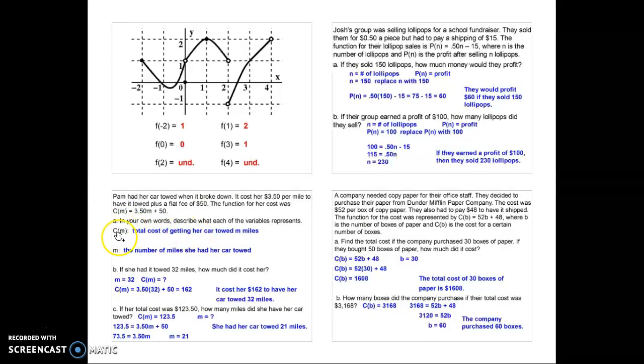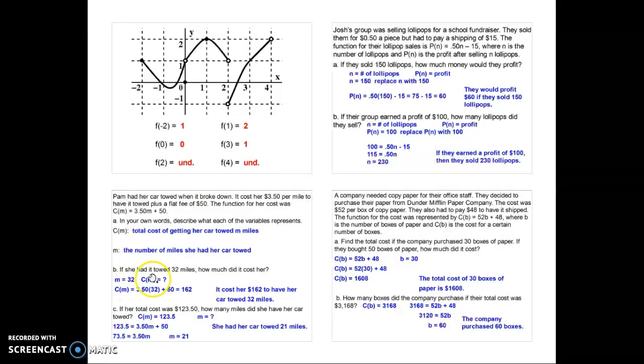So this C of M counts as a variable. What does that actually represent in your own words? Now it's going to be different from this, and that's okay. But that's C of M. That is the total cost of getting her car towed. That's her total cost. Now M is simply the number of miles that they had to drive. M was the number of miles because it was $3.50 per mile, so times each mile.